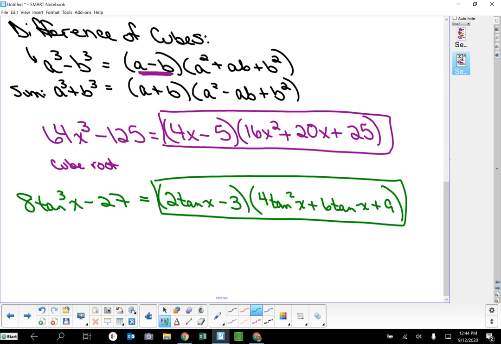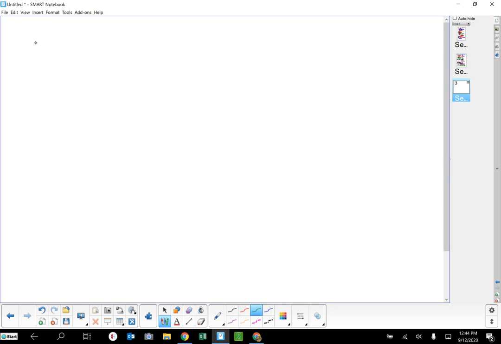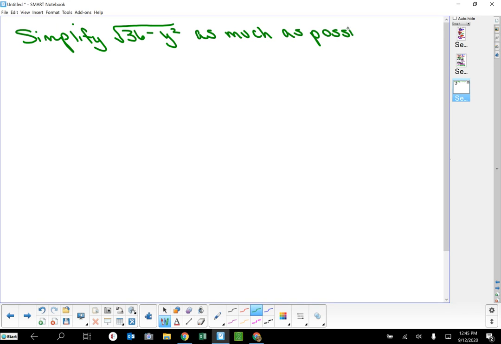All right. The last thing you need to be able to do, you're going to see a problem in varsity that is going to look like this. Simplify the root of 36 minus y squared as much as possible, after substituting 6 sine x for y.